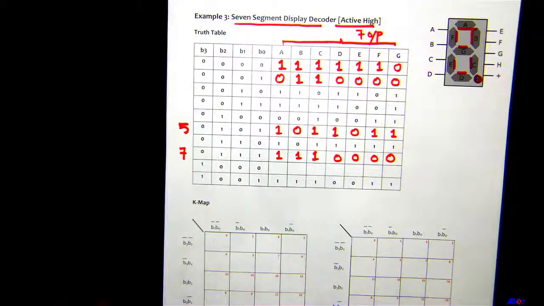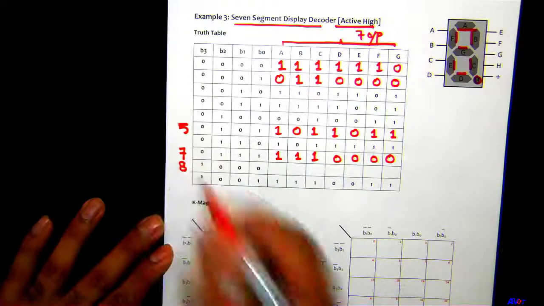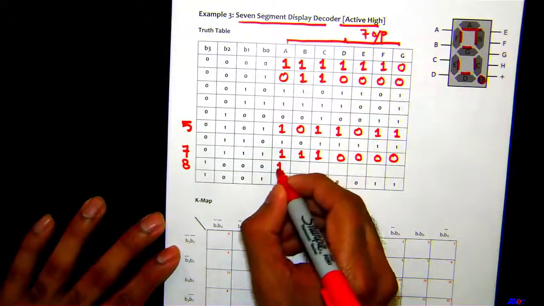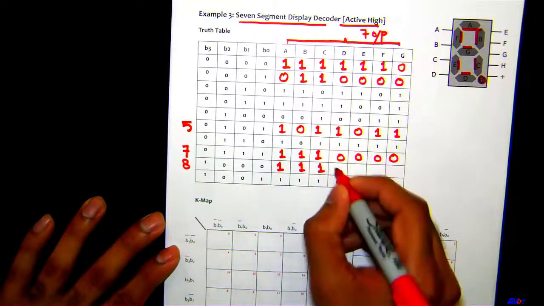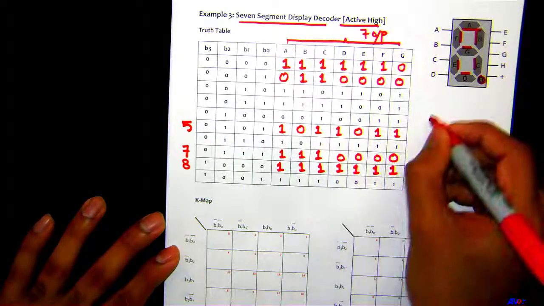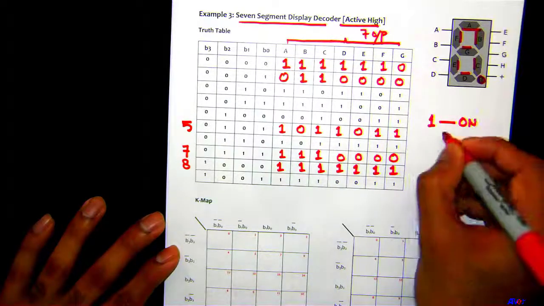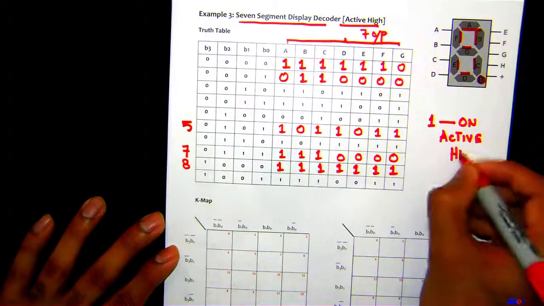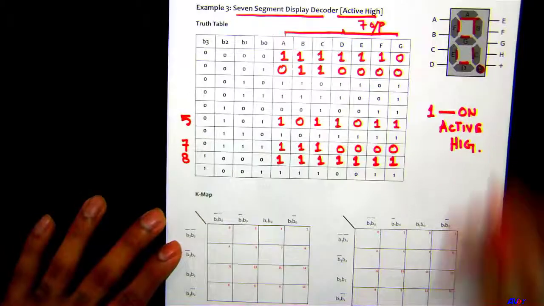1, 0, 0, 0 makes a binary code of 8, so that means all the segments are going to be on, so that means 1. Remember 1 is on, because it's active high.